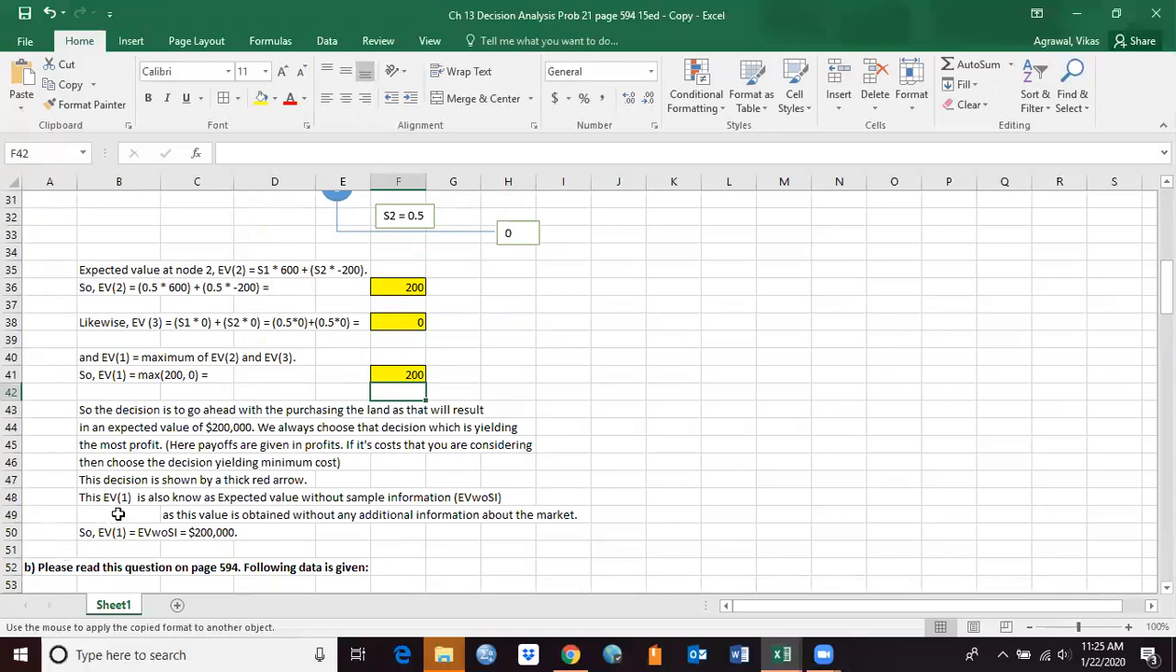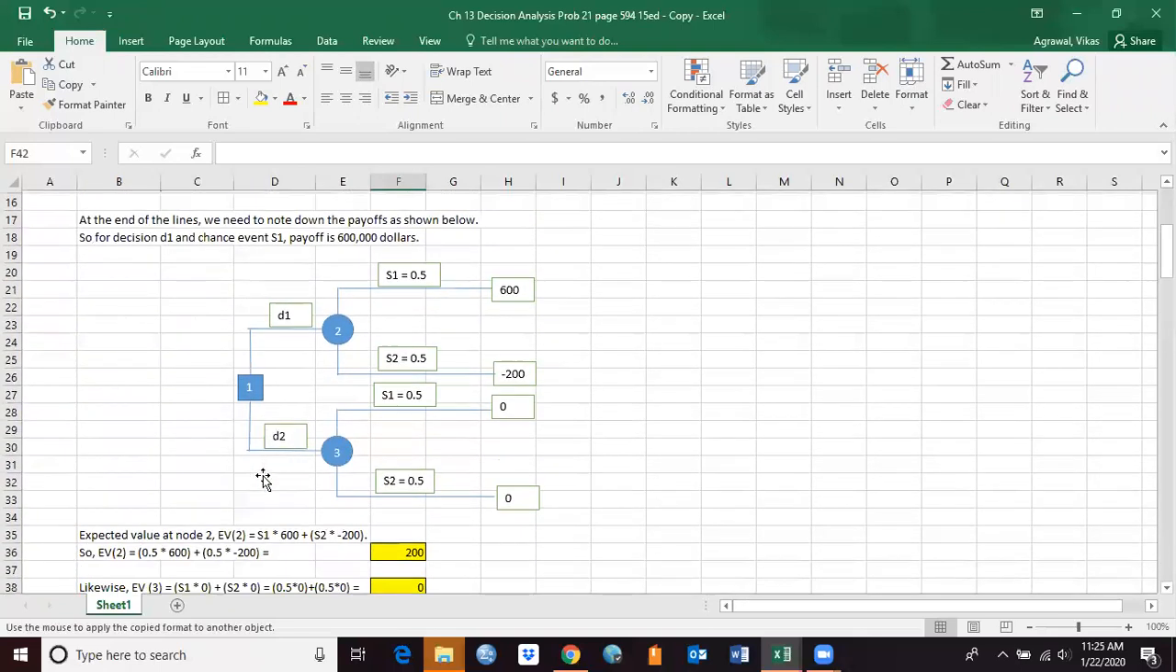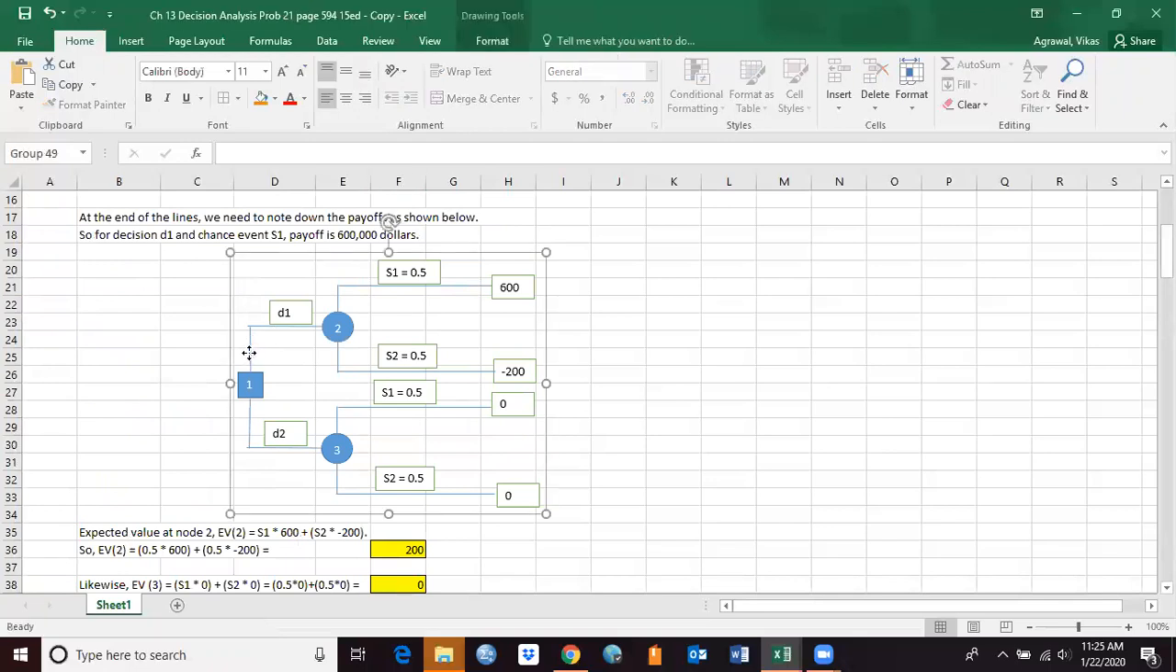So expected value at node 1 is also known as expected value without sample information, as this value is obtained without any additional market information. Yes, expected value at node 1 is also known as expected value without sample information, which is $200,000 here. So I'm going to highlight my decision with a thick line here.